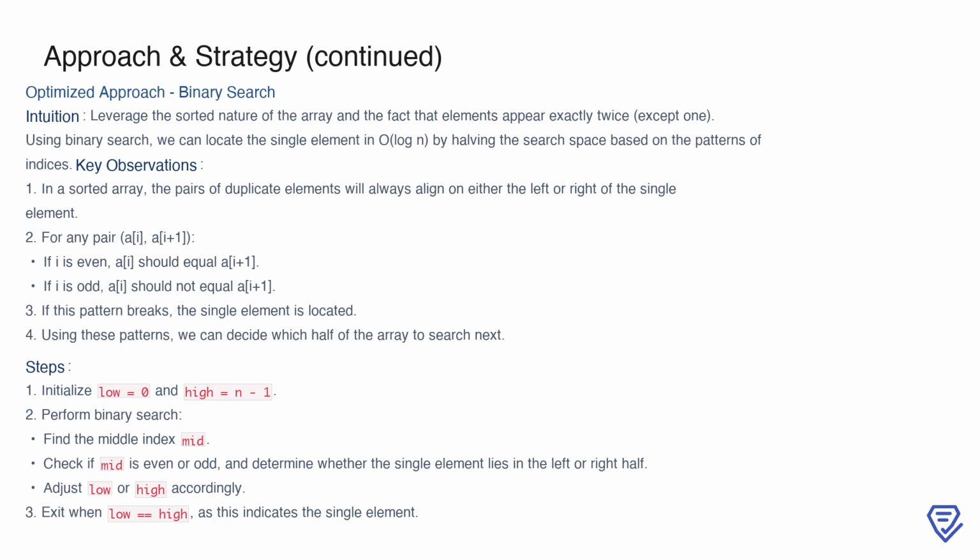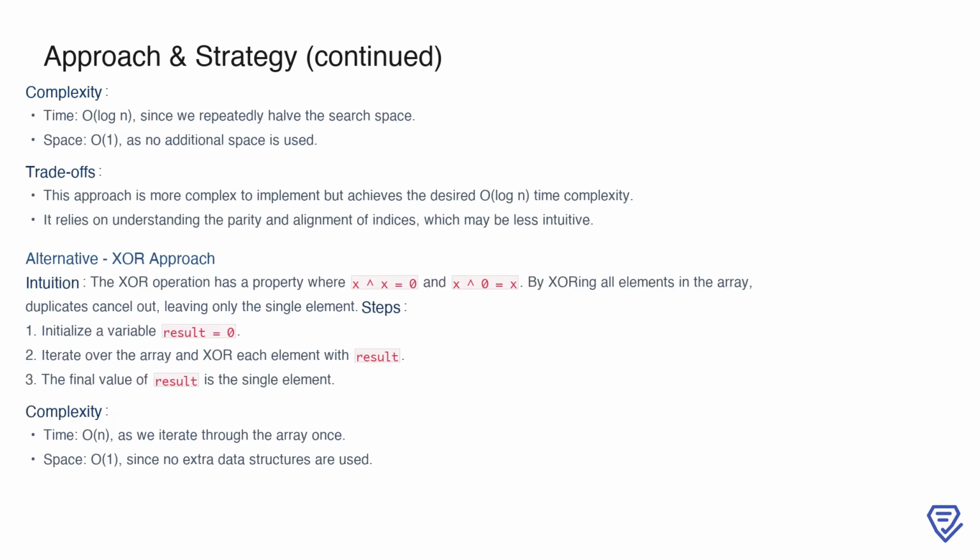This approach is efficient because it repeatedly halves the search space, ensuring logarithmic time complexity. The binary search approach has a time complexity of O(log n), as we repeatedly divide the search space in half, and a space complexity of O(1), since no additional data structures are required. While this approach is optimal for the problem's constraints, it's slightly more complex to implement because it relies on understanding the pattern of indices and their alignment.